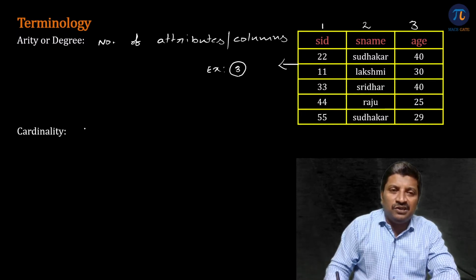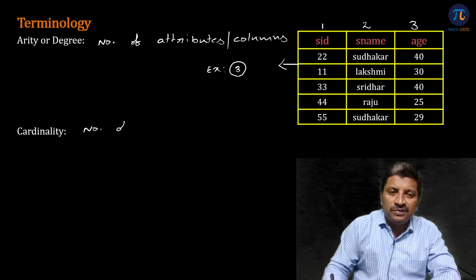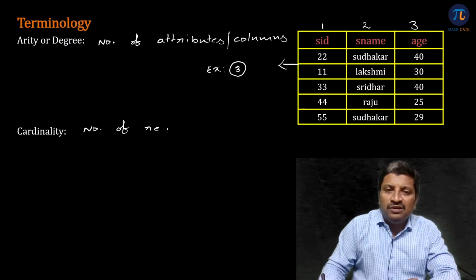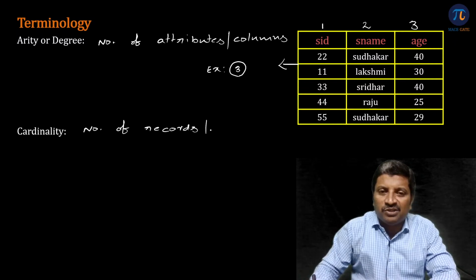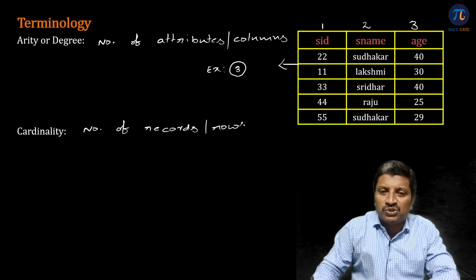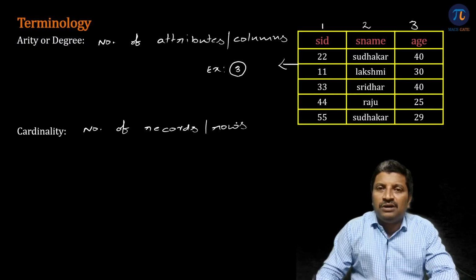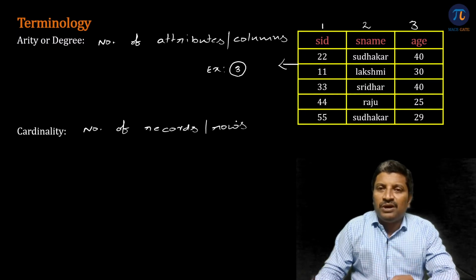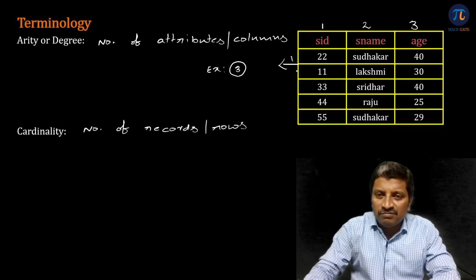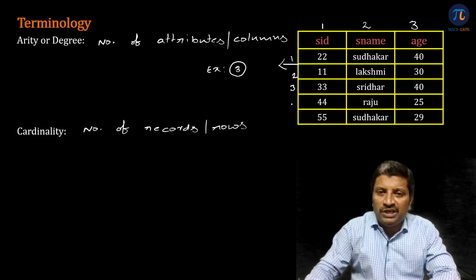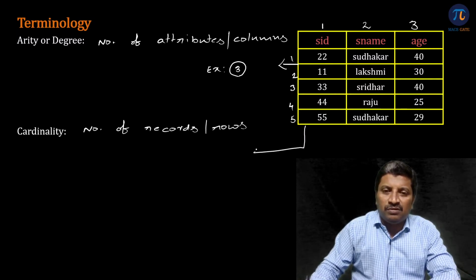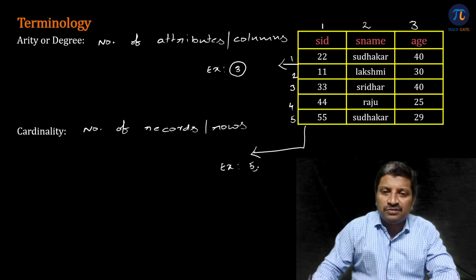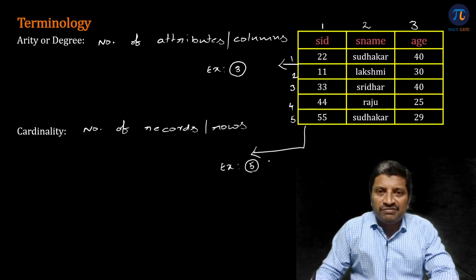The next one is cardinality. The number of records we have in a particular relation, or mathematically the number of rows of the particular table, is called cardinality. In our example, how many rows do we have? 1, 2, 3, 4, 5. So in this example, what is the cardinality? The cardinality of the relation is 5. Is that fine?